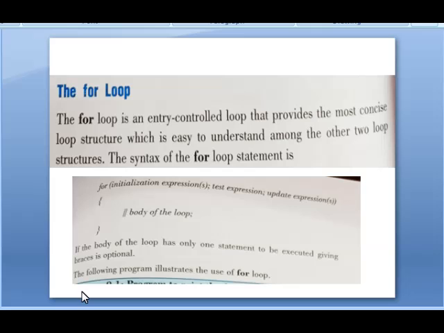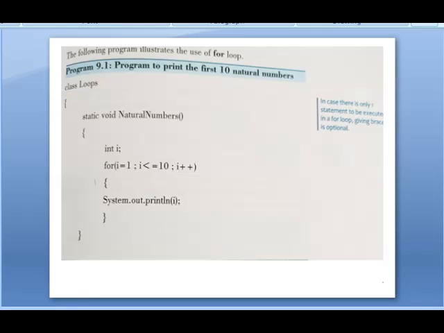So now we are going to see one program by using for loop. Write a program to print the first 10 natural numbers. For this loop we are taking the variable i. The natural numbers start from 1, so the initial value is 1. 1 less than or equal to 10, the condition is true, so it will print the value of 1.